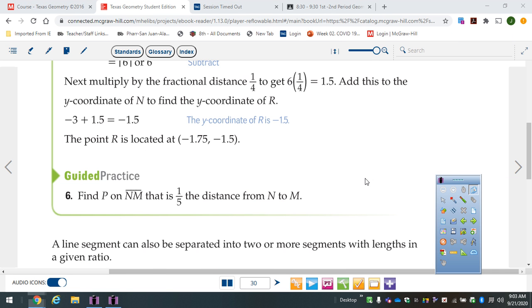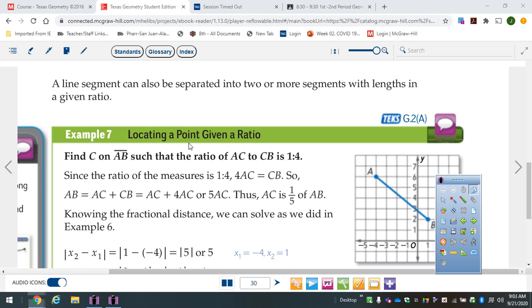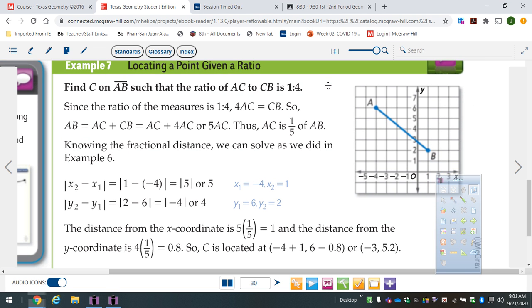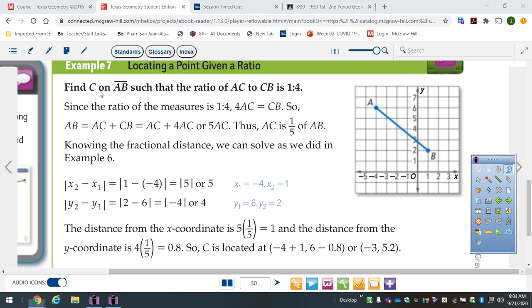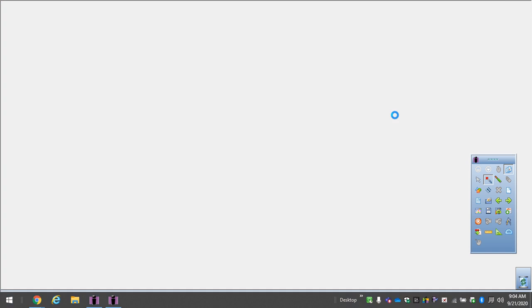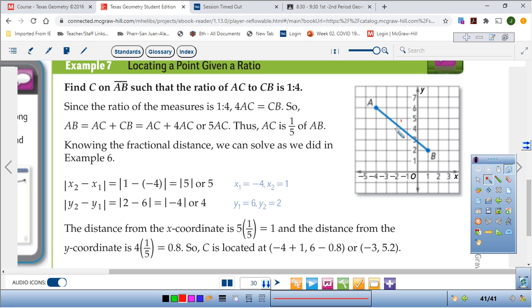The next example is kind of the same idea, guys. So let's look at this next one. A line segment can also be separated into 2 or more segments with length in the given ratio. Okay, so let's think about what's being said. Find C on A to B, so that the ratio from A to C to CB is 1/4. Okay, whoa. Let's look at that again. Find C on AB, so we're going to find C. C is somewhere here, such that the ratio from A to C, A to C, guys, is that one.